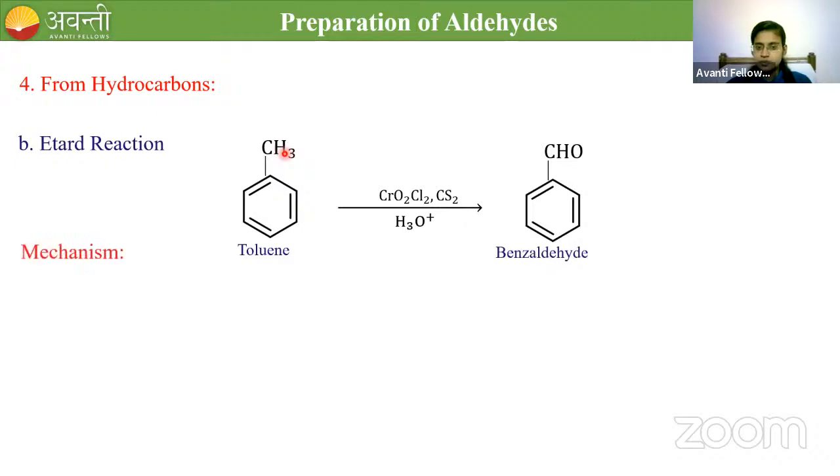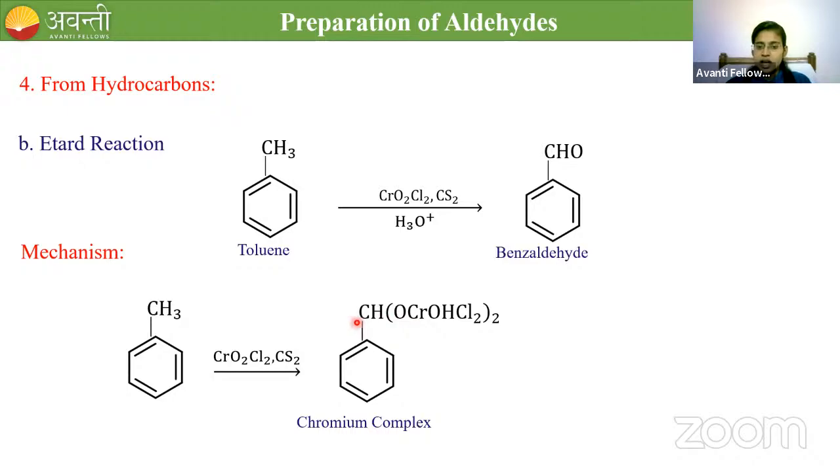Let me show you the mechanism also. Toluene with chromyl chloride. In toluene we have CH3, and in that CH3 we have 3 carbon-hydrogen bonds. What you have to do is take 2 carbon-hydrogen bonds and insert CrO2Cl2. Keep 1 carbon-hydrogen, and between the other 2 carbon-hydrogen bonds, insert CrO2Cl2, and this is the hydrogen attached to this carbon. So we will get 2 groups like this, and this complex is called the chromium complex.